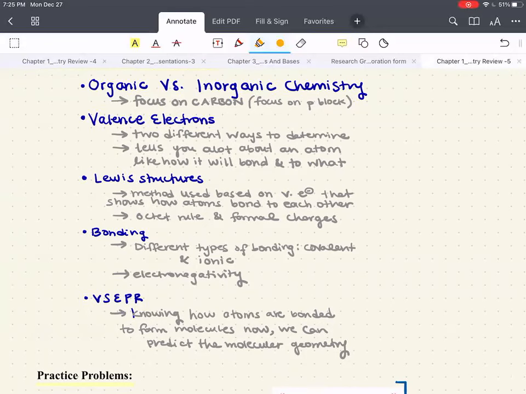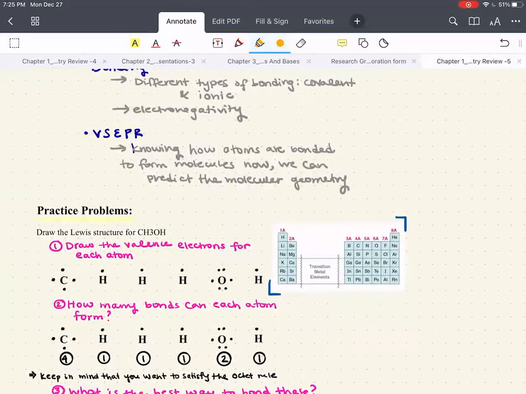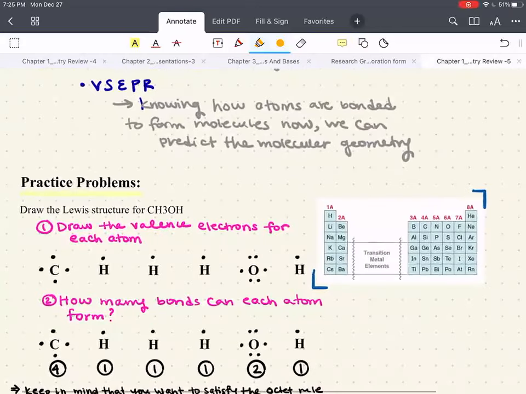And then you just follow the table to determine what kind of molecular geometry an atom, a molecule or compound possesses. So let's take that and do a couple practice problems. First practice problem, draw the Lewis structure of CH3OH.